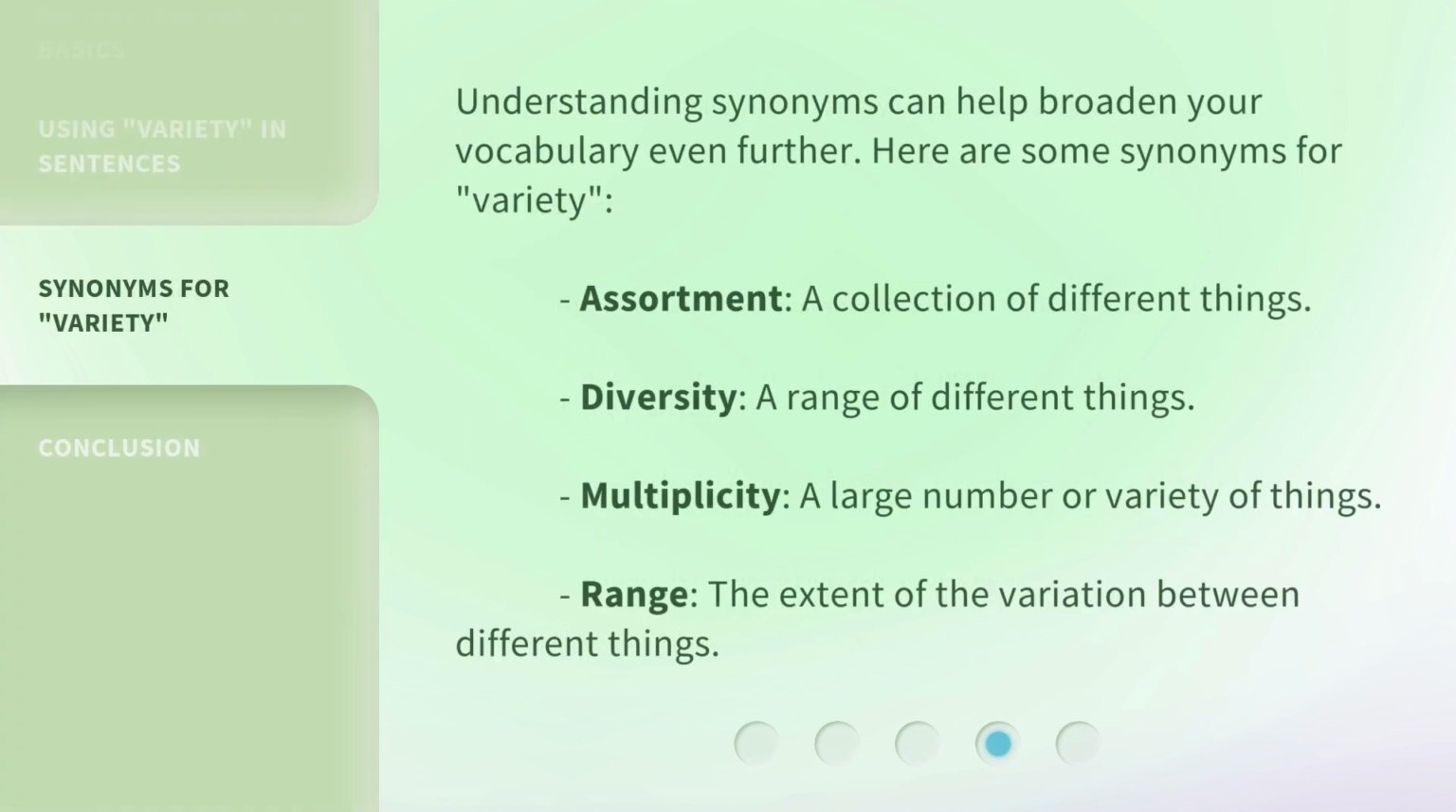Understanding synonyms can help broaden your vocabulary even further. Here are some synonyms for variety. Assortment, a collection of different things. Diversity, a range of different things. Multiplicity, a large number or variety of things. Range, the extent of the variation between different things.